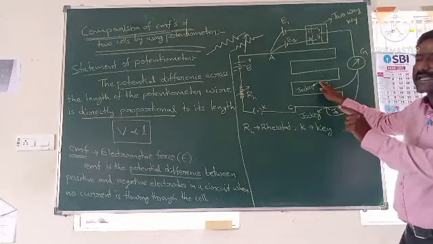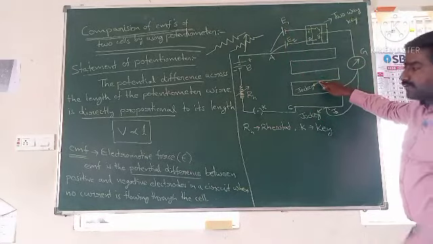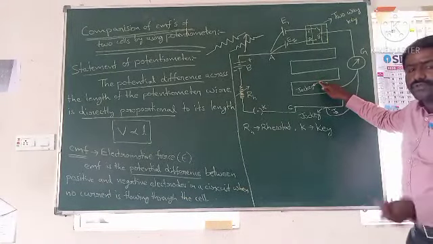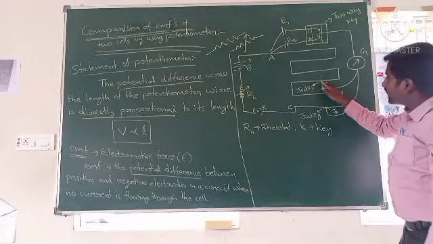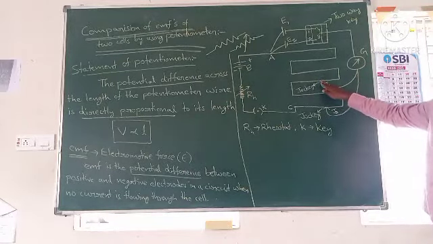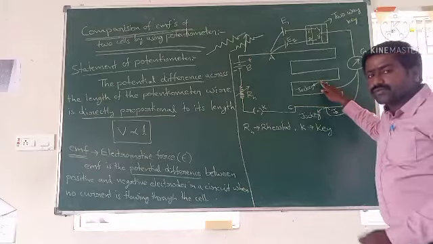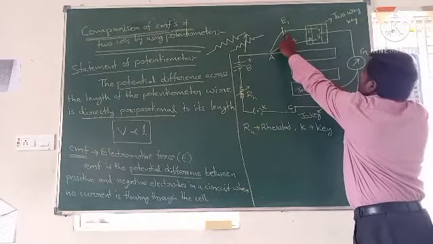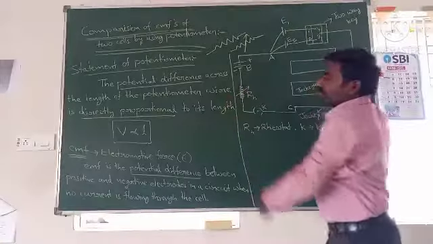So that length is directly proportional to the potential difference of this cell. The reason is, what is EMF? EMF is nothing but the potential difference between positive and negative electrodes in a circuit when no current is flowing through the cell. So when the jockey is at this position, no current is flowing through the cell. The galvanometer is showing zero deflection, which means no current is flowing through the circuit. No current is flowing through the circuit means at that position the length of the wire is directly proportional to the potential difference of this cell, according to the definition and statement of potentiometer.